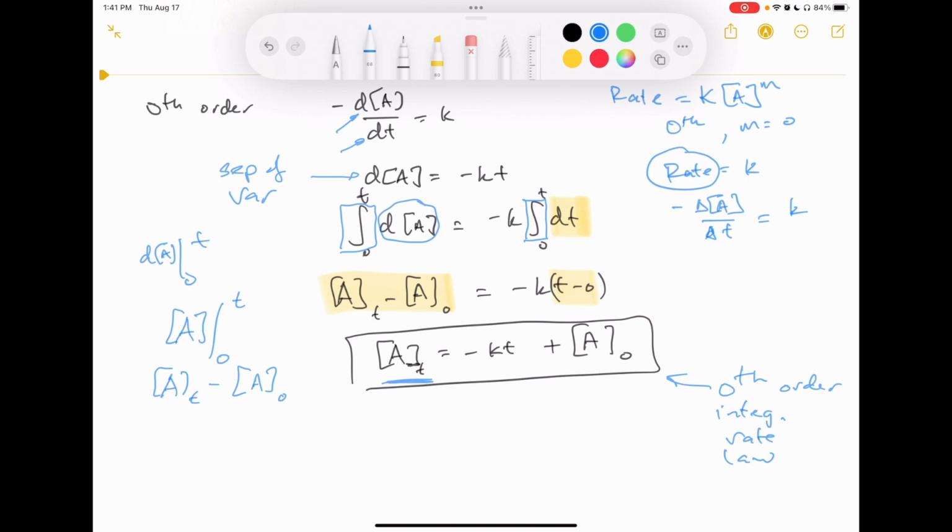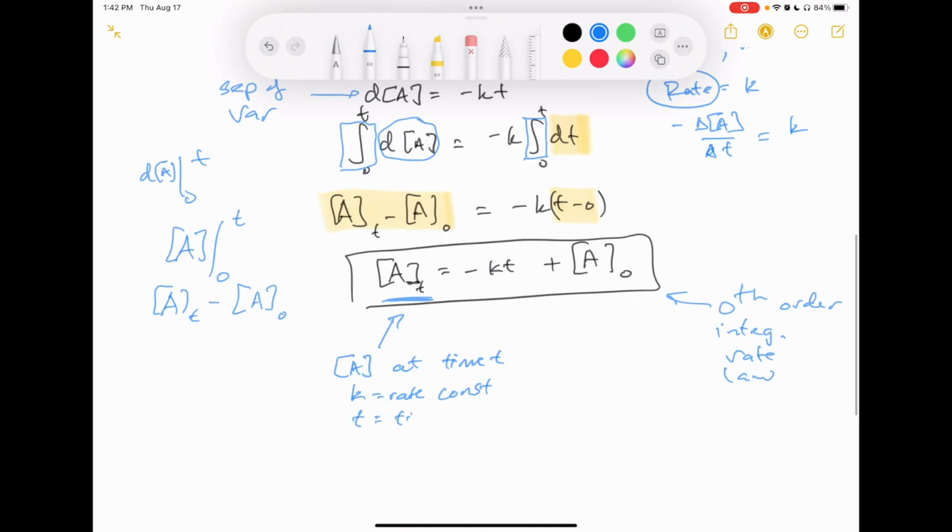I want to describe the variables that I'm listing here. So A with the subscript t refers to the concentration of A at time t. It's the concentration after the reaction has progressed a certain amount of time. So whatever is left of the reactant at that point, that's what A sub t represents. k, of course, is our rate constant. t itself is time. And then A naught is the concentration of A initially, okay?